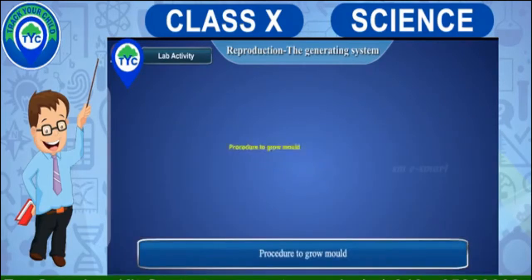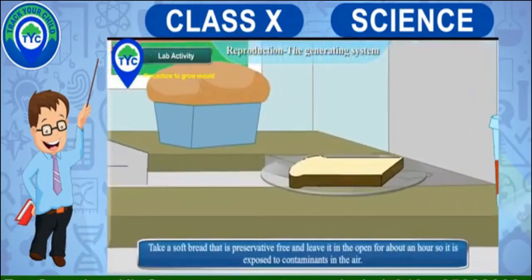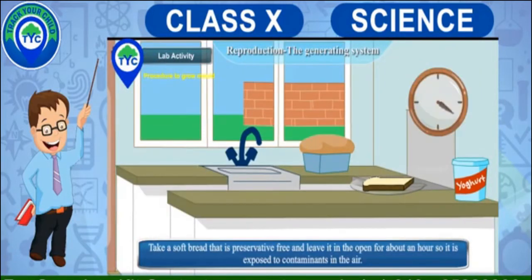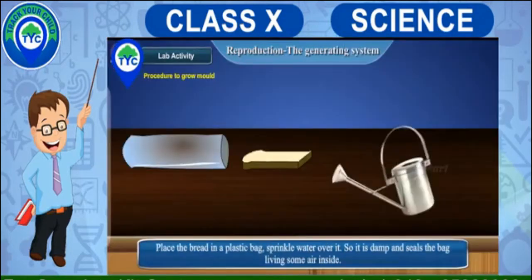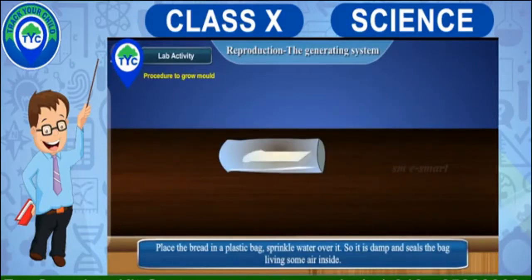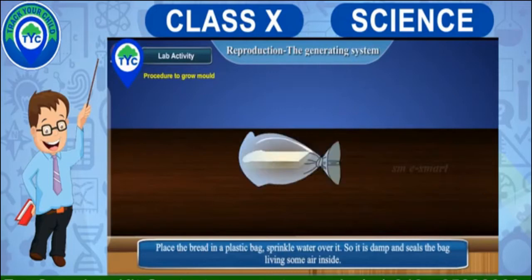Procedure to grow mould. Take a soft bread that is preservative free and leave it in the open for about an hour, so it is exposed to contaminants in the air. Place the bread in a plastic bag. Sprinkle water over it so it is damp and seal the bag, leaving some air inside.